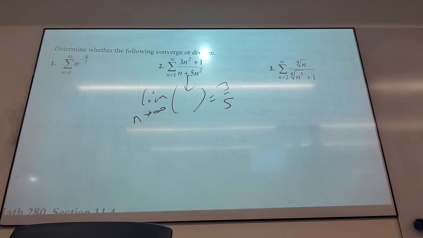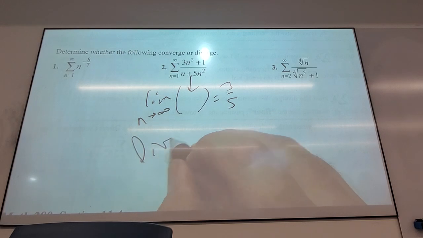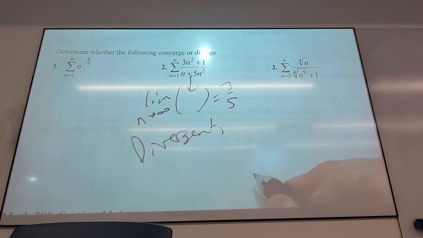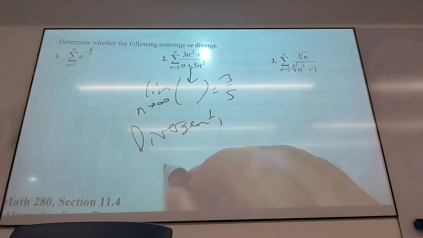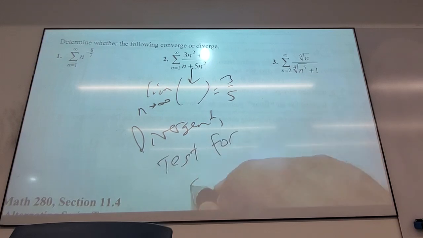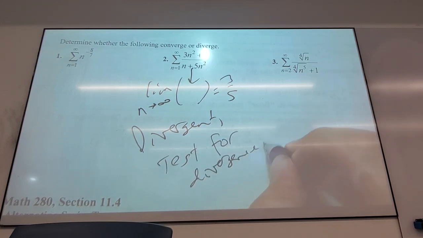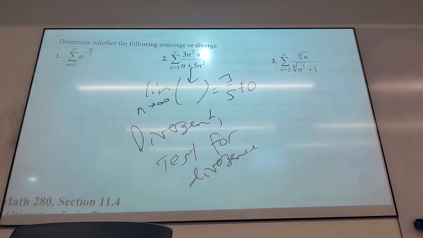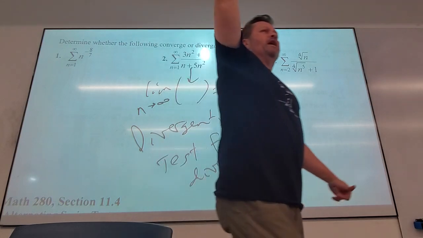You guys come with me? What does that tell me? That you're adding 3/5. That I'm adding 3/5 forever. So what do I put? Divergent. And if you really want to make a tear come out, and I might ask you for this, I will ask you for reasons, you would put "test for divergence." Or at the very least, put "not equal to 0," yes? So that I know you know why you just did that.